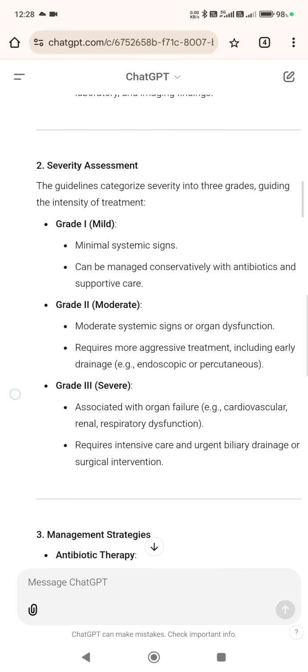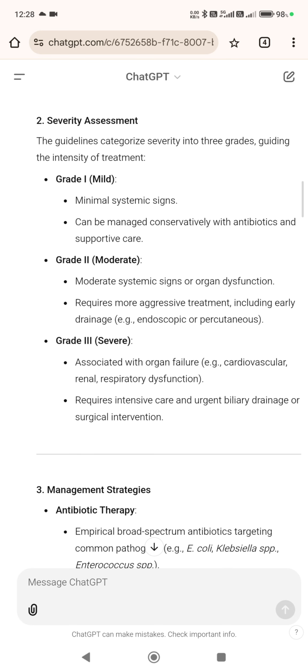2. Severity assessment. The guidelines categorize severity into 3 grades, guiding the intensity of treatment. Grade 1, mild, minimal systemic signs, can be managed conservatively with antibiotics and supportive care. Grade 2, moderate, moderate systemic signs or organ dysfunction. Requires more aggressive treatment, including early drainage, e.g., endoscopic or percutaneous.